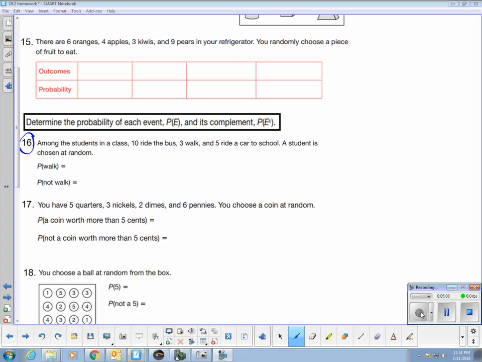10 students who ride the bus, 3 students who walk, and 5 who ride in a car. Altogether, there are 18 students. If I'm looking for the probability of those that are walking, there are 3 favorable outcomes out of a total of 18, or 1/6.